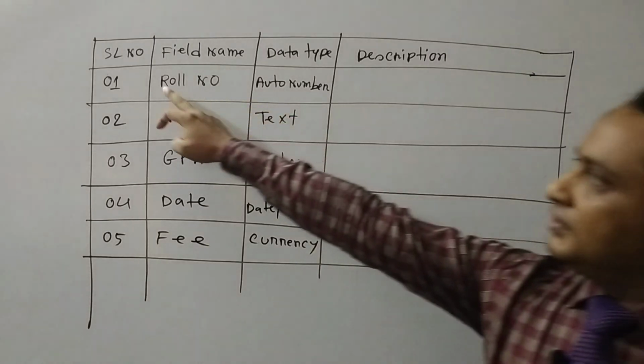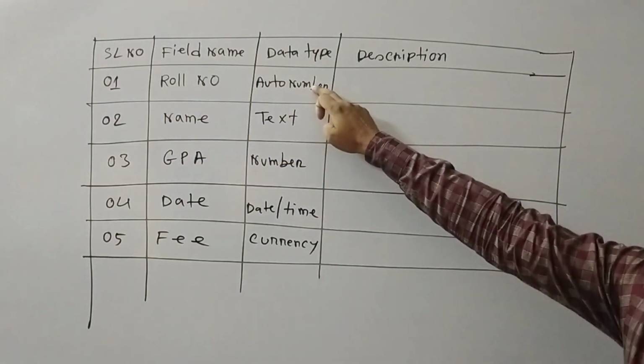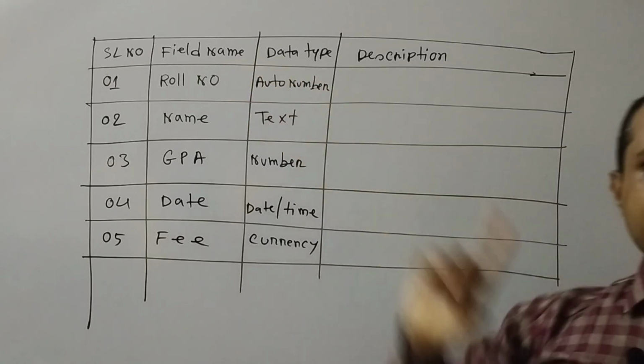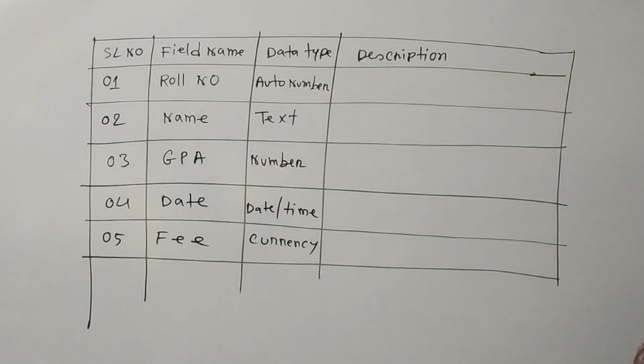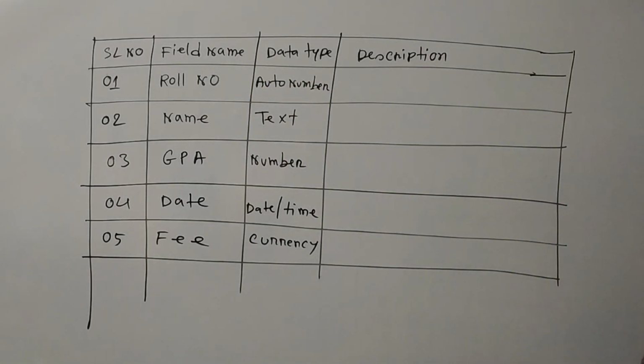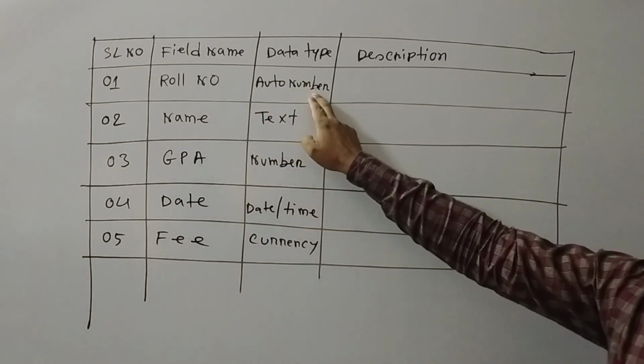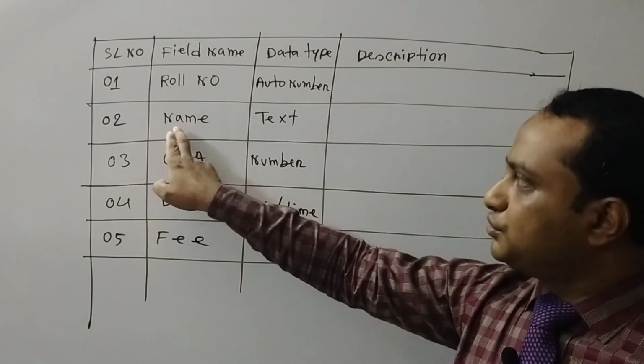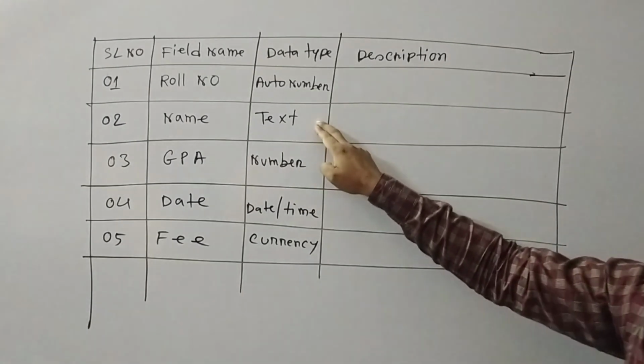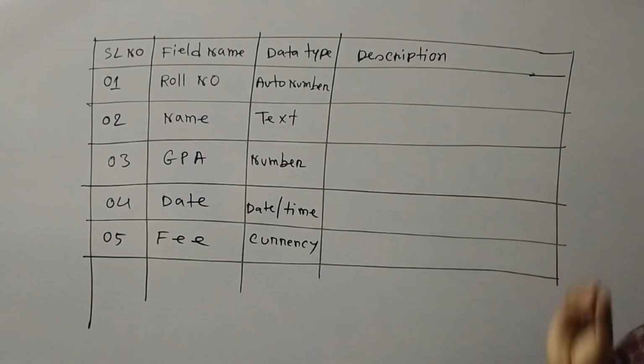Again I say roll, it will be auto number. Why will it be auto number? Because roll starts from 1 and there is no gap between one roll number and another roll number. For this reason it will be auto number. And then number 2, name. Name will be text. Text data type is used to write any name related data: name, father's name, mother's name, district name, etc.